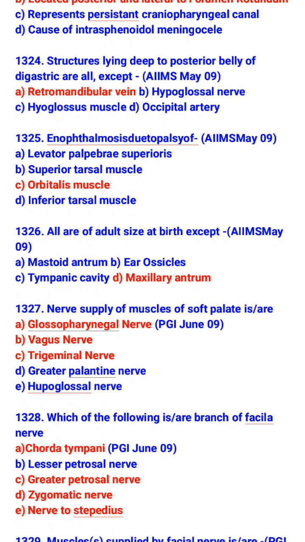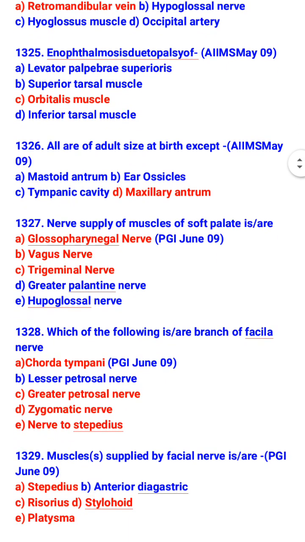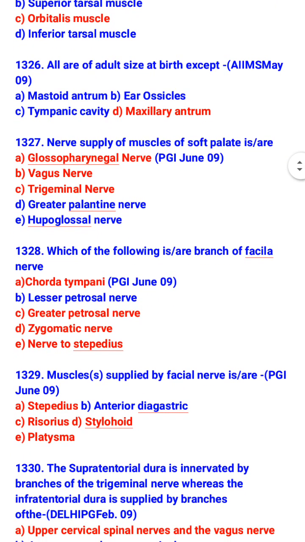Which organs are of adult size at birth? Ear ossicles, mastoid antrum, and tympanic cavity. Nerve supply of muscles of soft palate is glossopharyngeal nerve, vagus nerve, and trigeminal nerve. Which of the following is a branch of facial nerve? Chorda tympani, greater petrosal nerve, zygomatic nerve, and nerve to stapedius.